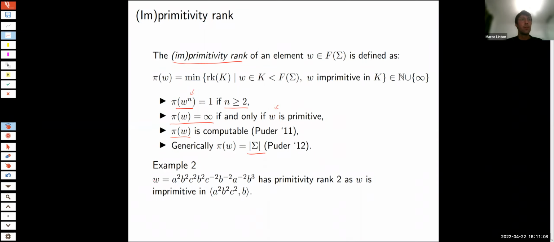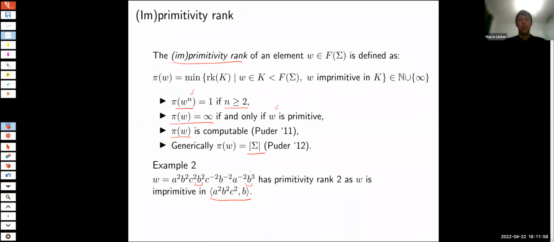And just as another simple example, take this word W. If you stare at it a little bit, you'll see that it has primitivity rank 2, because this word is not primitive in the subgroup generated by these two generators. If you rewrite this, you'll see it looks like a Baumslag-Solitar relation in this subgroup. So you have this a squared, b squared, c squared, and you've got this b here, and then the inverse of this, which conjugates this b squared to that b cubed.